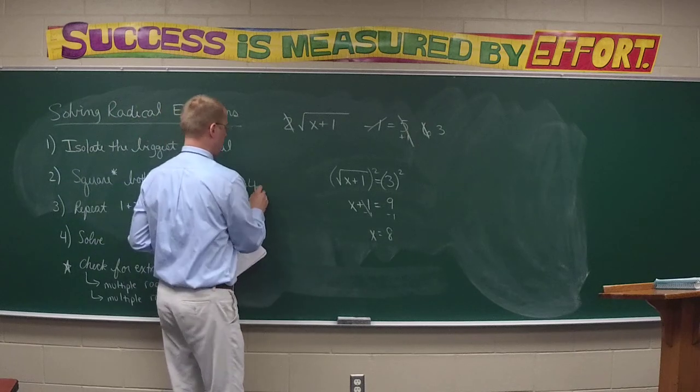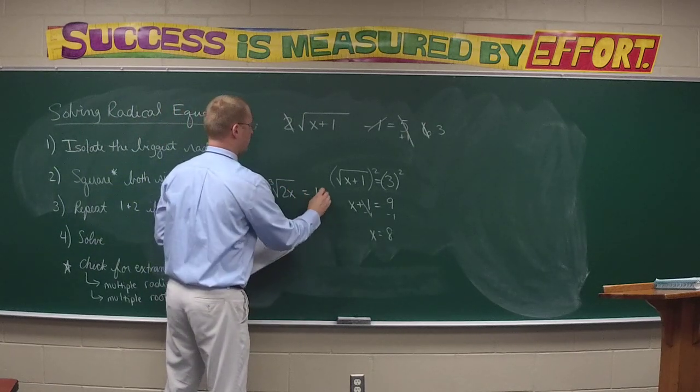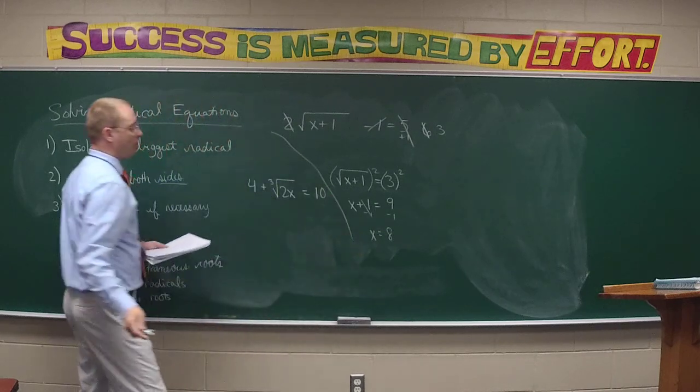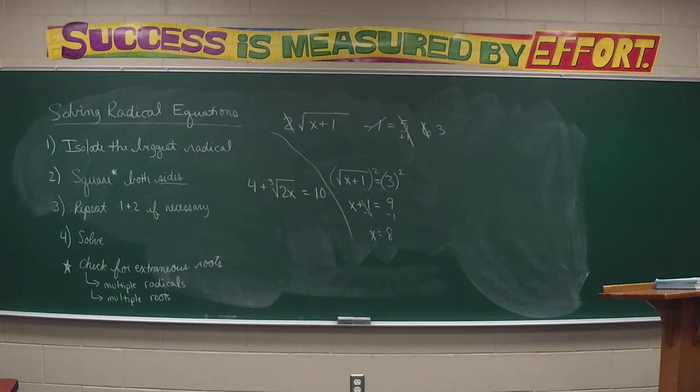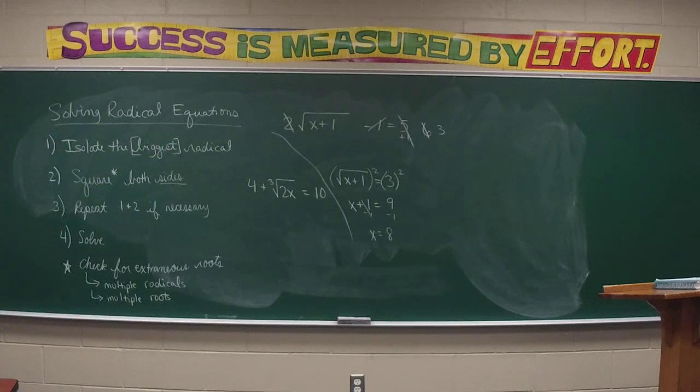4 plus the cube root of 2x is equal to 10. In a radical equation, step number 1, class, is to isolate the radical. In this case, there's only one, so I don't necessarily need to isolate the biggest. But isolate the radical, right? And one easy step to isolate the radical here.